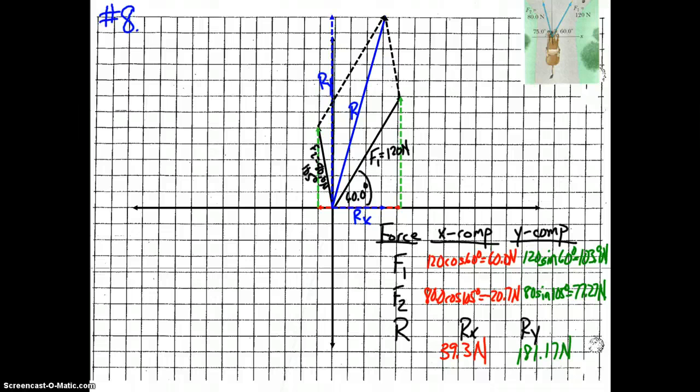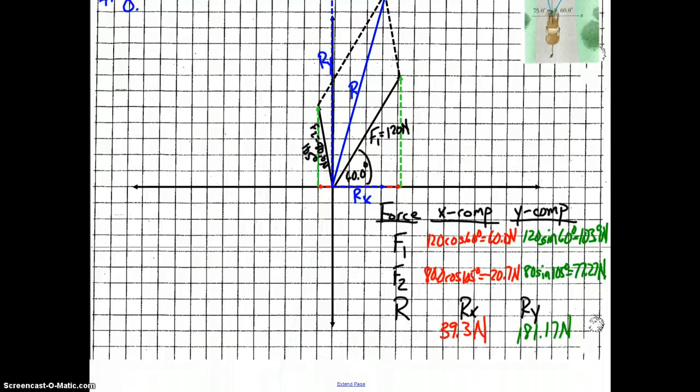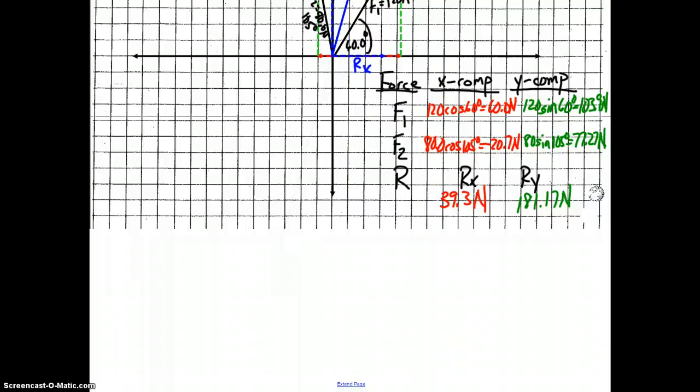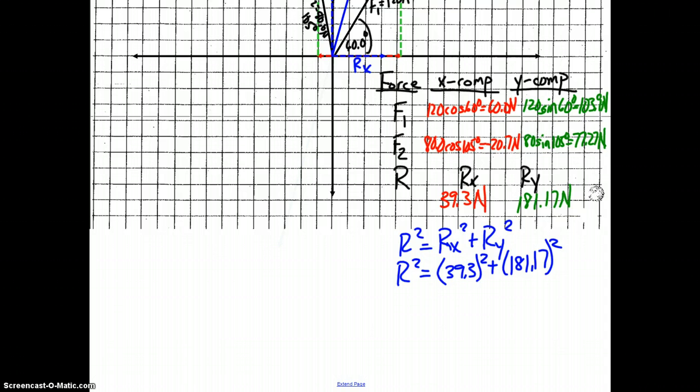Okay? So here's our Rx, and here's our Ry value. We can now go ahead and calculate the value of the resultant itself using our trig, since those components are perpendicular to each other and form a right triangle with the resultant itself. So R squared equals Rx squared plus Ry squared. R squared equals 39.3 squared plus 181.17 squared. Add the squares, take the square root, and we get 185 newtons.